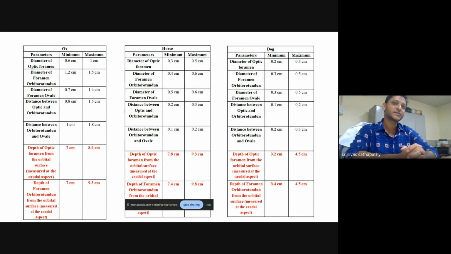And similarly for foramen orbitorotundum, in case of horse, it ranges between 7.4 to 9.8, and in case of dog, 3.4 to 4.5. So it gives an indication about the length of the needle which will be used for different types of nerve blocks while you are approaching these foramina.